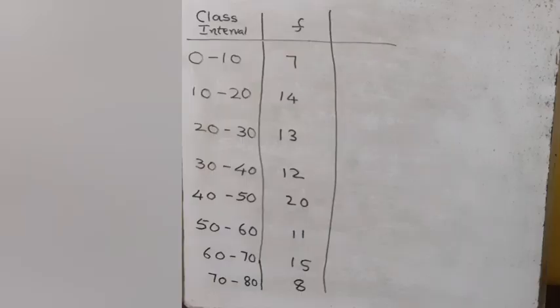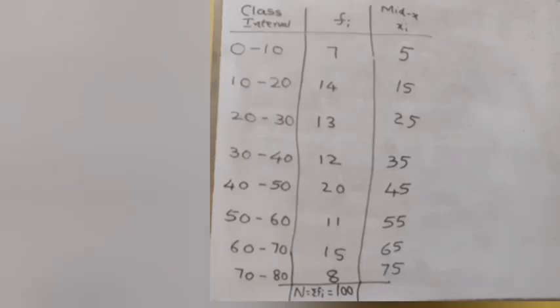We will first find the mid-values of the class intervals. For the first class interval 0 to 10, the mid-value is (0 + 10) by 2, which is 5. For the second class, it is (10 + 20) by 2, which is 15, and so on. These mid-values are the mid-x values, which is xi.